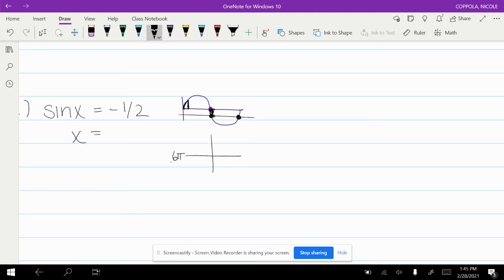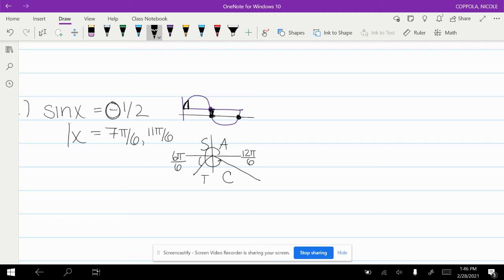If I label this 6 pi over 6, one answer is going to be in quadrant 3: 7 pi over 6, because I want negative. The other spot where sine is negative is in quadrant 4. This is really 12 pi over 6, or 2 pi. So I have to go all the way over, but one increment beforehand. So that would be 11 pi over 6.